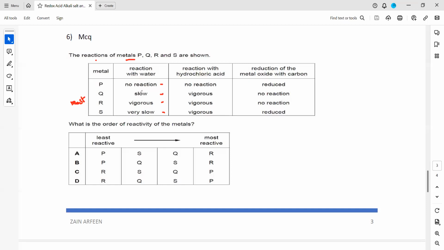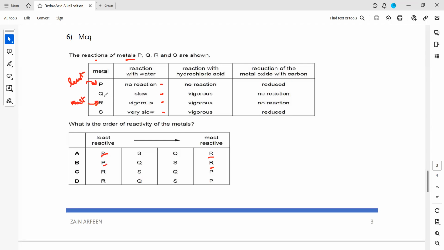Then after R there should be Q. Why Q? Because the reactions are vigorous, slow, very slow, so the second one is Q in terms of how fast they react. And which is the least reactive? P is not reacting at all. So the least reactive is P and the most reactive is R. So you have A and B: either A or B can be the answer.